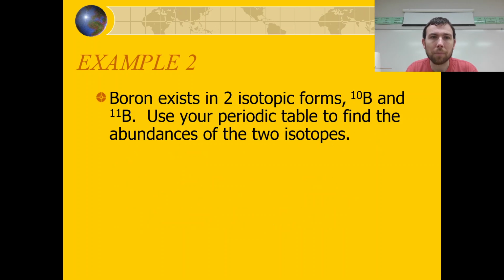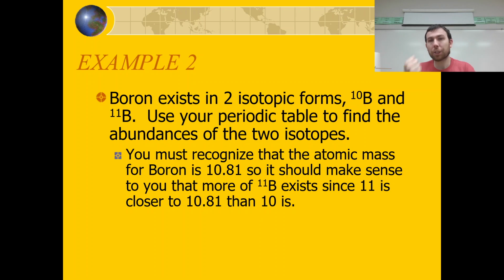All right. The second example is going to be if they tell you boron exists in two isotopic forms, boron 10 and boron 11, and they say use your periodic table to find the abundances of the two isotopes. So they've told you what two isotopes you have, but they haven't told you which one is more abundant. So what you're going to do in this situation is look at the atomic mass of boron that's indicated on the periodic table. So we see that boron is 10.81 as its average atomic mass. Now, if there are two isotopes, what that means is that there's going to be more boron 11 than boron 10, because 10.81 is much closer to 11 than it is to 10.